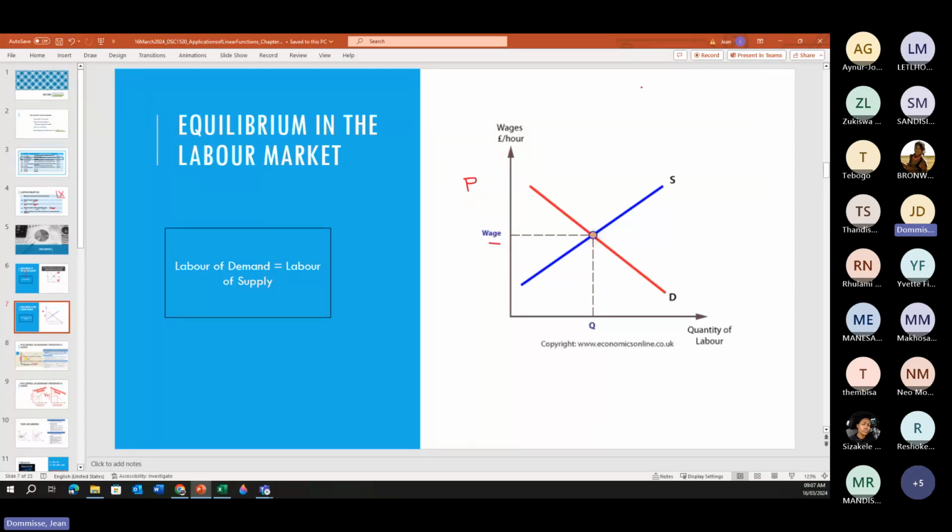So you will get a supply curve, which you will make equal to the demand curve, and then you will work out the Q or the price. But yeah, I will show you one of market equilibrium.